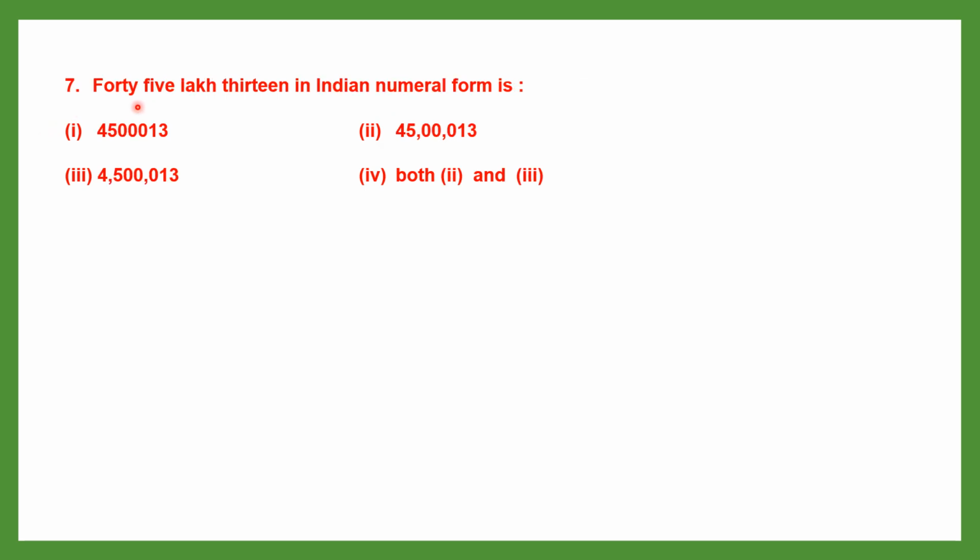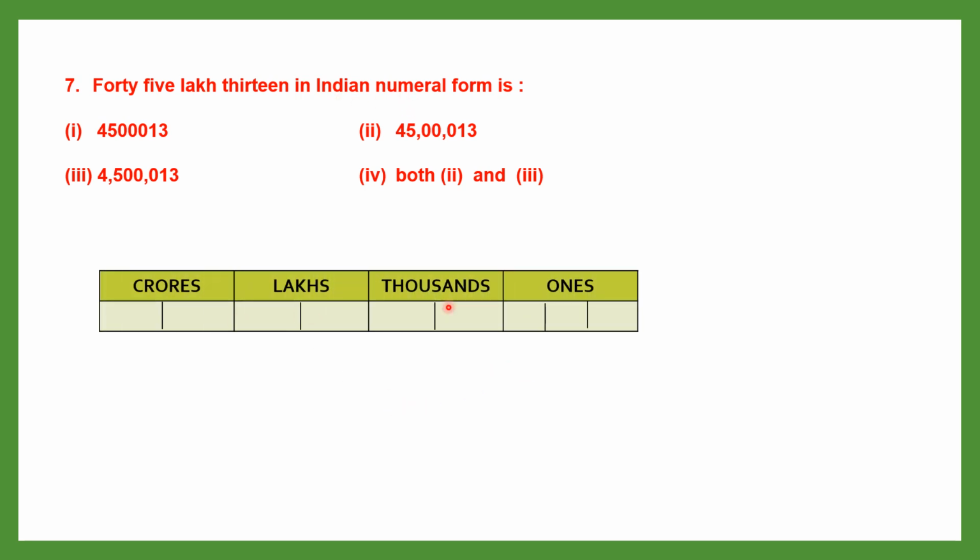Question 7. 45 lakh 13 in Indian numeral. So let's write the Indian place value chart here. We have ones, thousands, lakhs and crores as the periods. Let's read this. 45 lakh. In the lakhs period, let's write 45. Then we have 13. So we write 13 here. There's no hundreds, there's no thousands. So let's put zeros in that place.